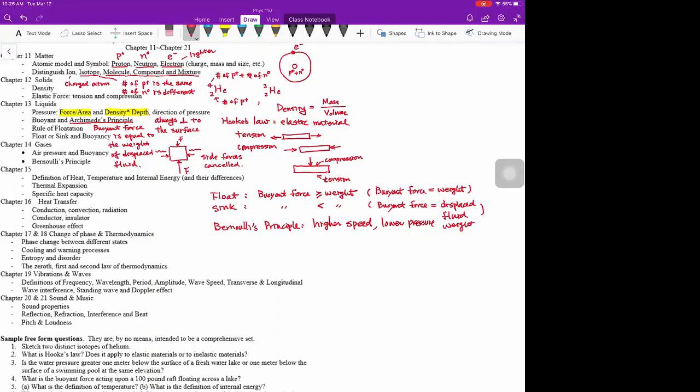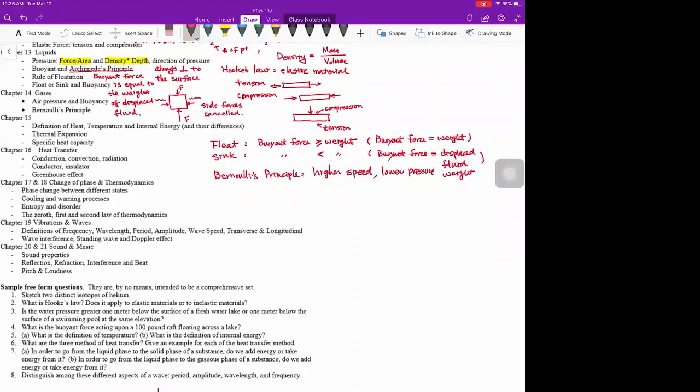If you're driving a car and two cars are passing each other, you're going to have a higher speed of the fluid in between, and you're going to have an attraction of the two vehicles toward the center. So that's the same idea about the Bernoulli principle.